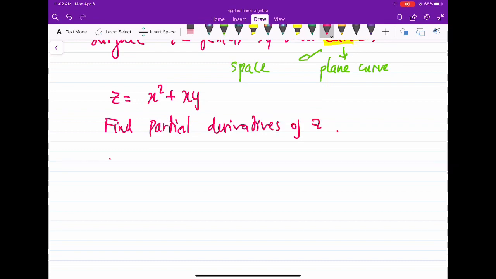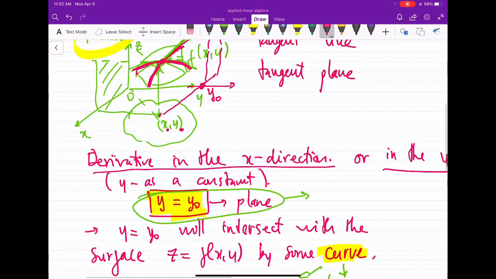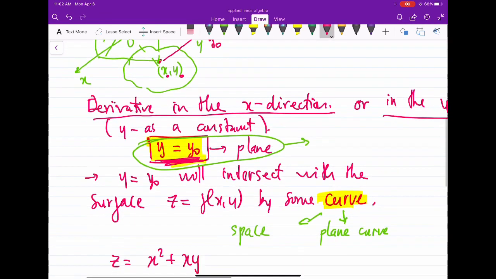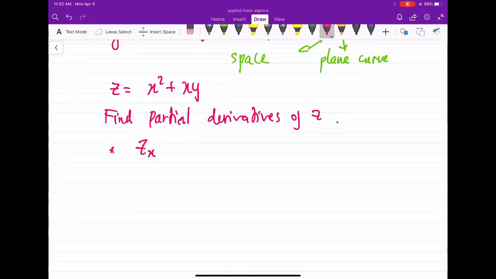Okay, so let's find z with respect to x. As we discussed previously, when you differentiate with respect to x, your y is a constant. Means y can be considered as a constant. Makes sense? Because we already fixed that plane right here. So I just differentiate this function with respect to x. Makes sense? So in here I have (x squared)' plus (xy)'.